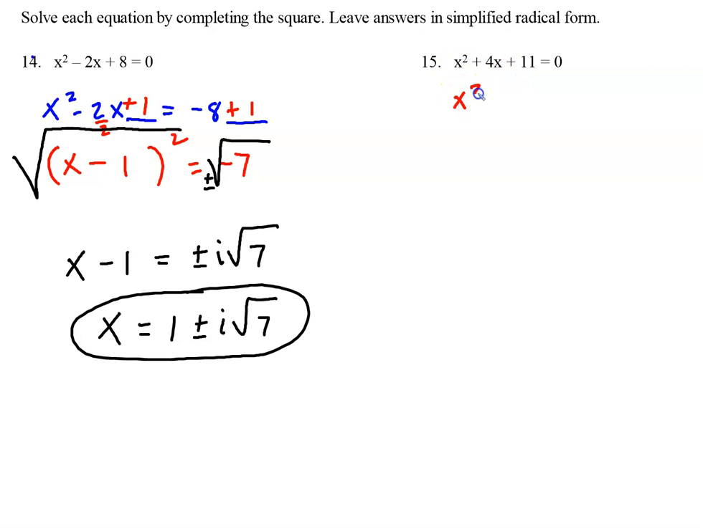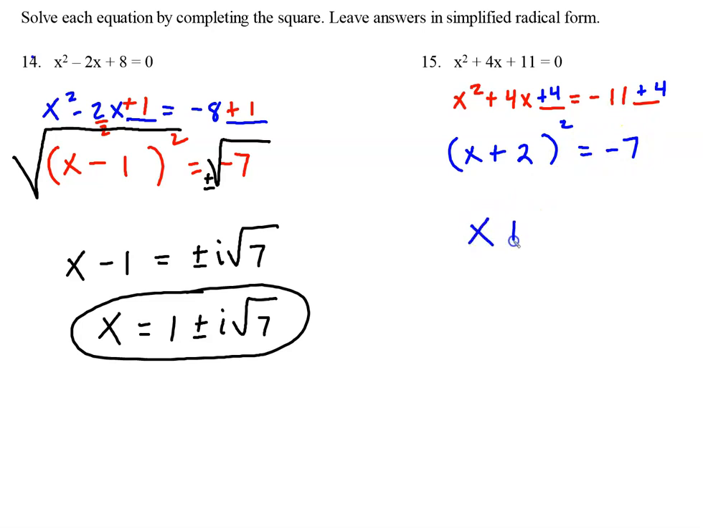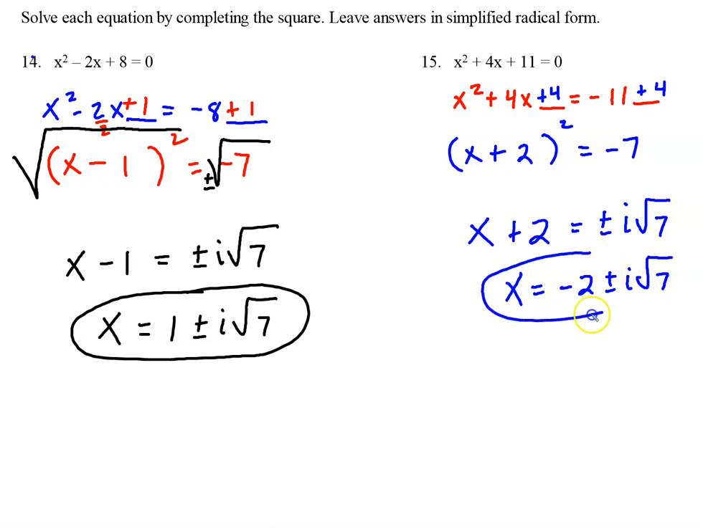15, similar problem. I'm going to get rid of the positive 11 by subtracting 11. Replace that number. So let's see, what will it be replaced with? x plus 4 divided by 2. 2 squared is 4. So I'm going to be adding 4 to both sides. And similar answer. Got negative 7. Okay, square root of both sides. And this time I'm going to be subtracting 2. And that's my answer for number 15.